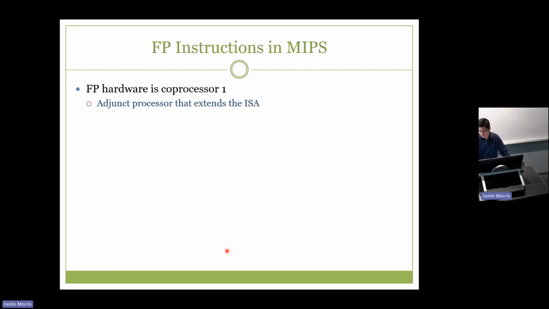So, floating point instructions in MIPS. Floating point hardware is not on the direct data path. It is a coprocessor because it's going to take longer. If we put it on the direct data path, then we wouldn't be able to do other independent instructions at the same time while we wait for the coprocessor to do the floating point instruction.